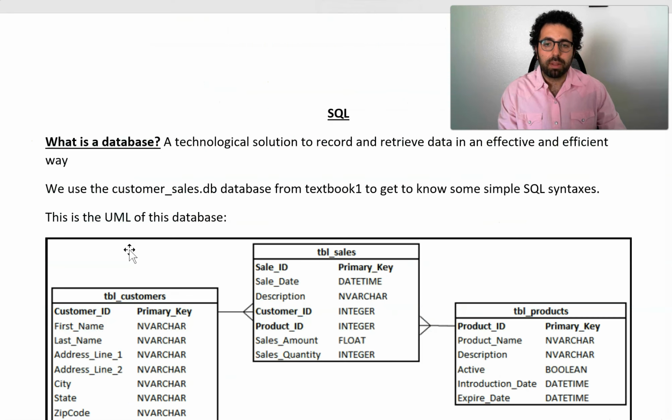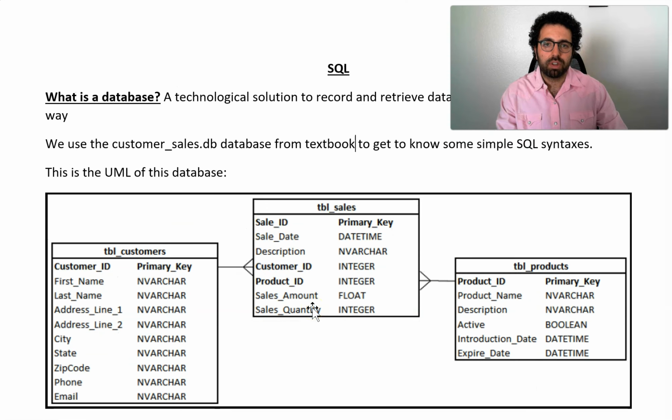So the database that we're going to be using is a customer database. This database is also from your textbook. This is the same database that your textbook used in one of the chapters that were assigned for you as a reading before watching this video. This is a very simple database. It has three tables: customers, sales, and products.